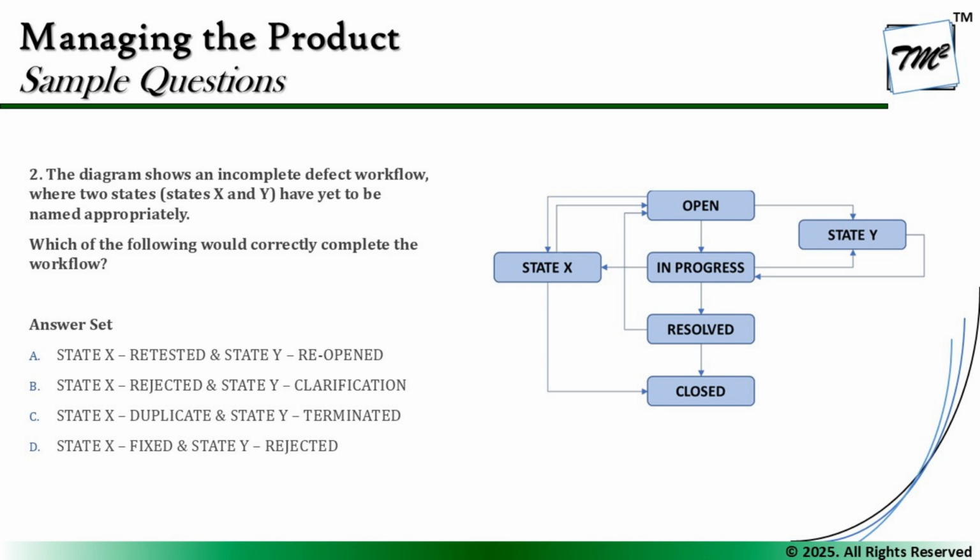And for the option D, X is fixed. Fixed is a synonym of resolved, so that's not true, because that's not in the position. We already have resolved in this life cycle. And Y is rejected, but that should be used for X, not for Y.